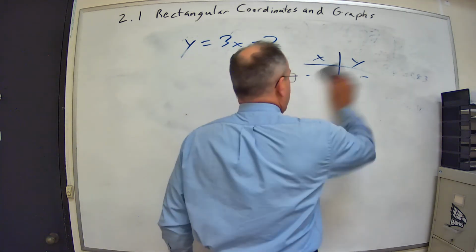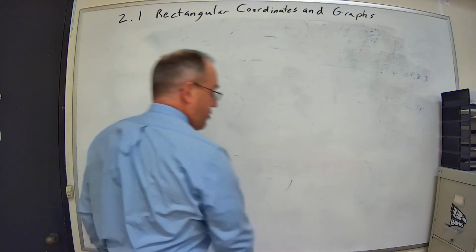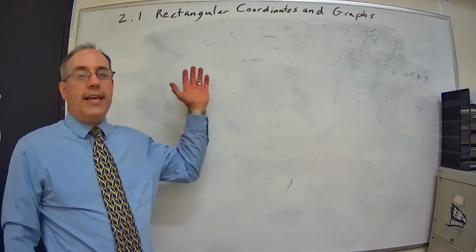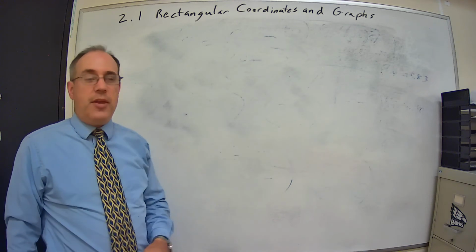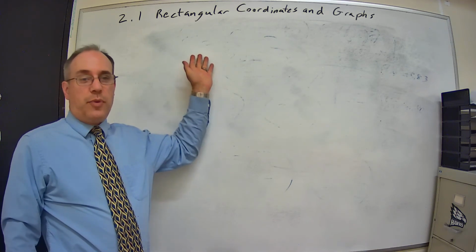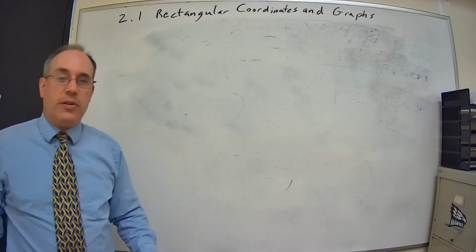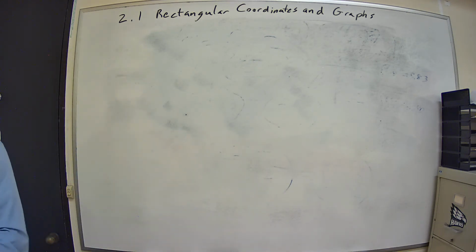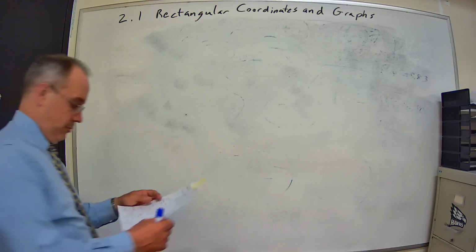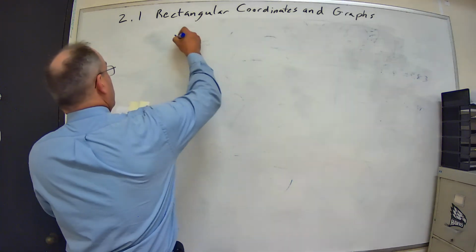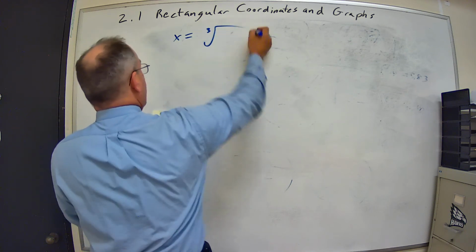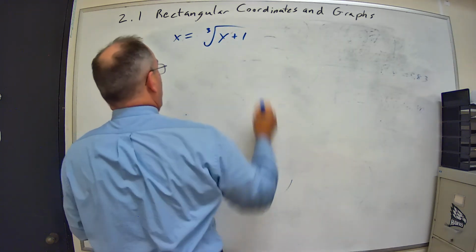Sometimes, well, first of all, we don't always have linear equations. Secondly, we don't always have y equal to something. Maybe our input is what's by itself, and the output is not. So let's take a look at an example of that. x is equal to the cubed root of y plus 1.